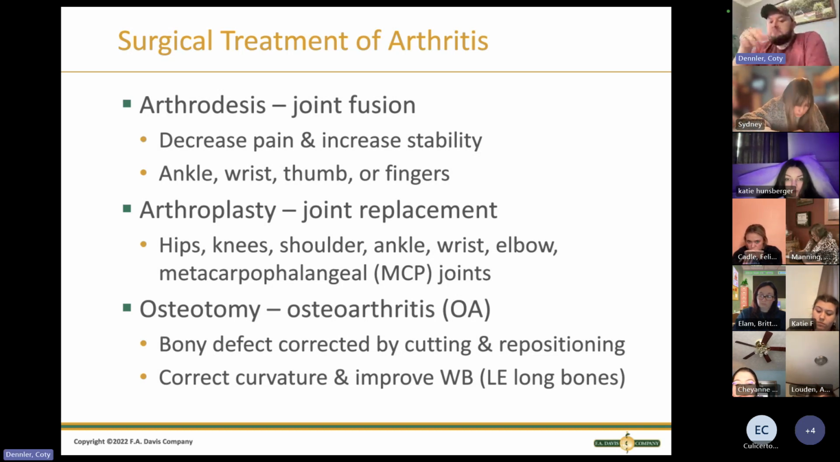And arthroplasty, same as it is in every other thing that we've talked about, it's a joint replacement. You'll see this in the hips, knees, shoulder, ankles, wrist, elbow, or the MCP joints of your fingers. It is the same as it always is, replacement. Okay.